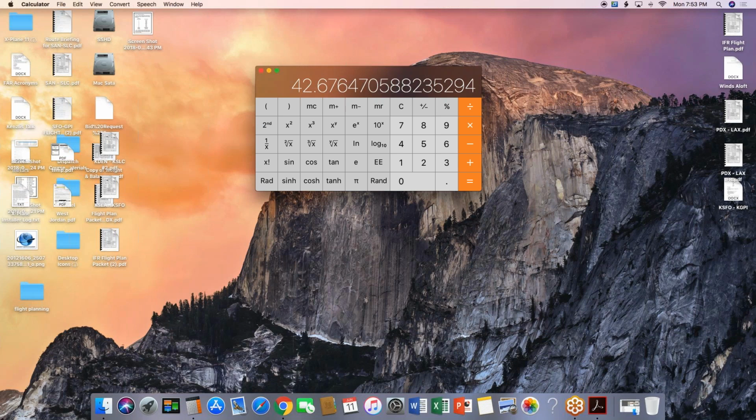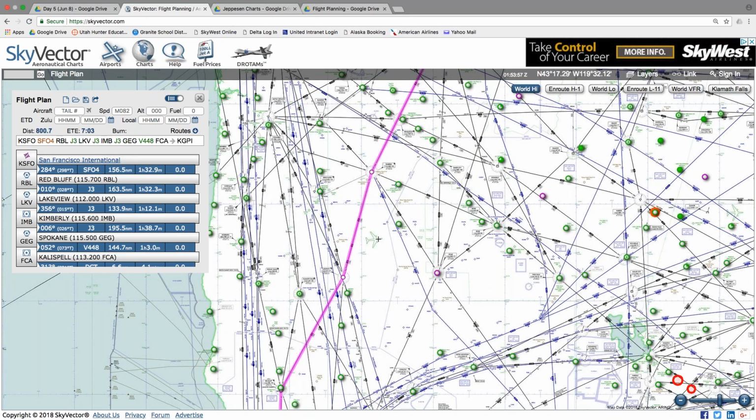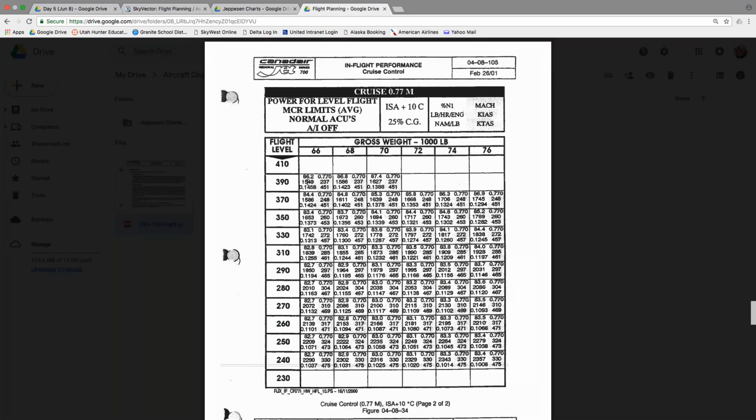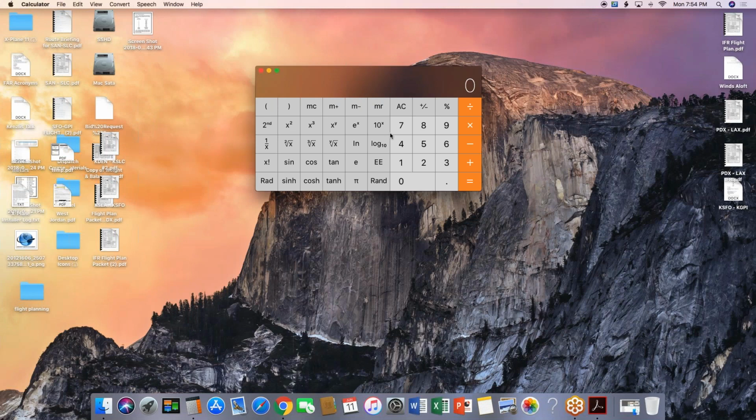Okay, now to convert our fuel. We take the performance burn we got off of this chart right here, that 1549. That's pounds per engine per hour. So we have 2 engines, so we multiply that by 2 to give us a total of 3,098 pounds in an hour. That's how much fuel we burn in an hour.